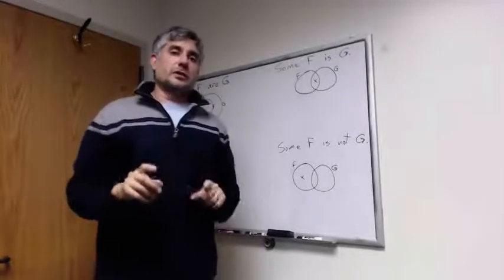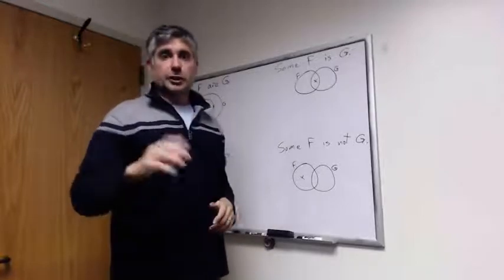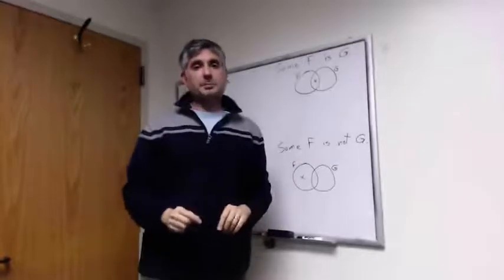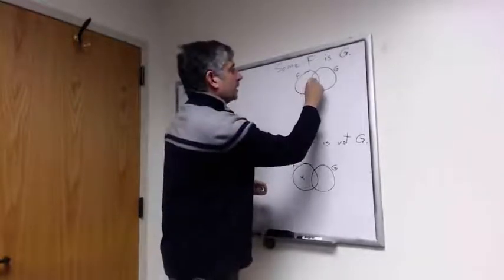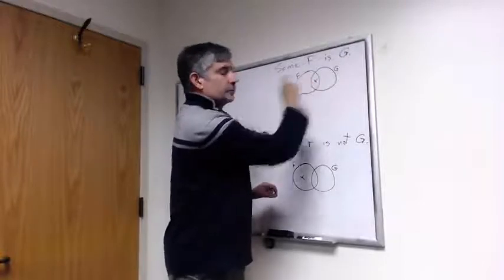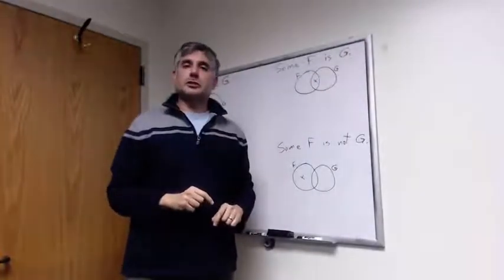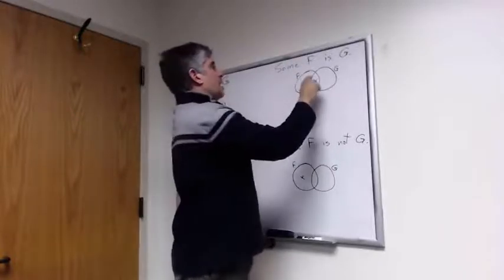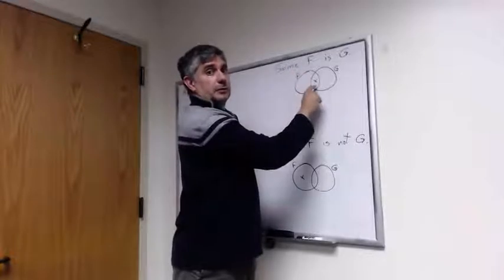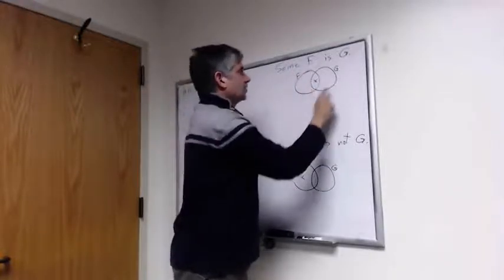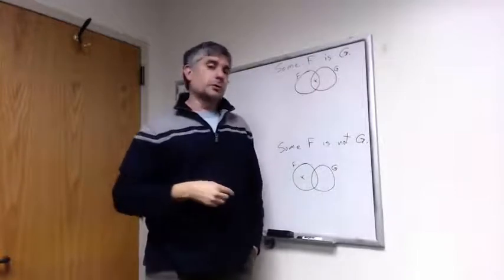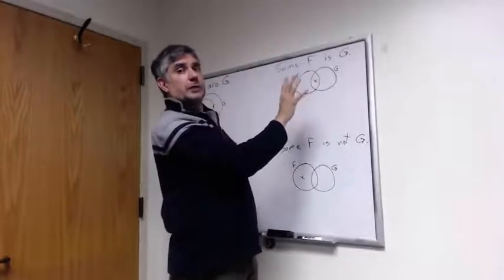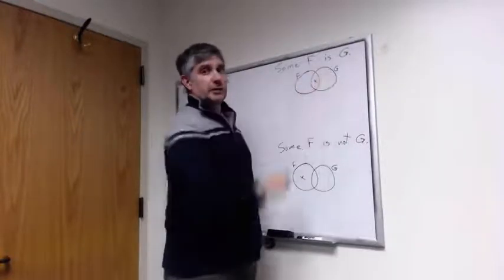Here's how we would represent the claim that some F is a G. We would draw an F circle and a G circle that overlaps it, and then mark a spot that's in the intersection of the F circle and the G circle. That shows that there is something, whatever it is, that falls into the F category, so it's an F, and it also falls into the G category, so it's also a G. So we're showing there that some F, whatever it is, is also a G.